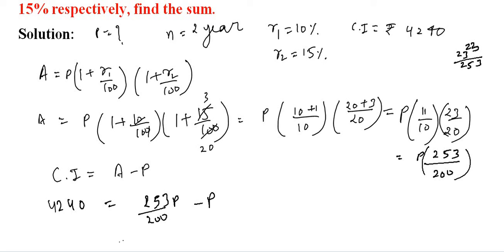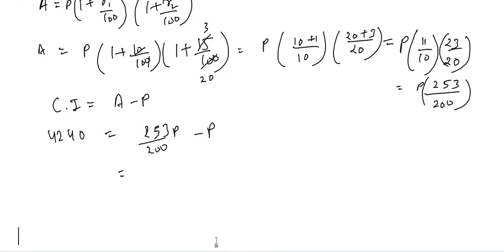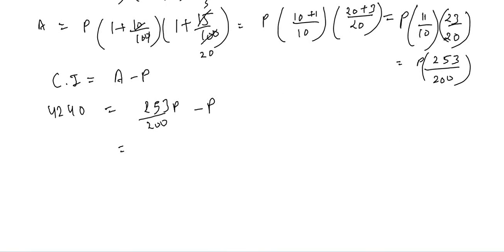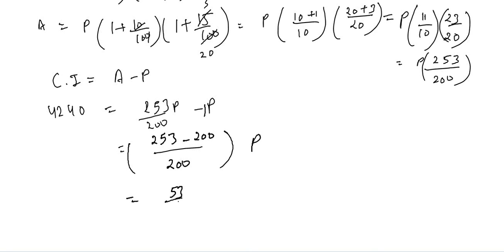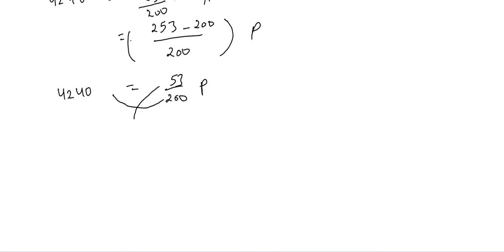So here in the next step we will take the LCM. How much? LCM will be 200 and here 253 minus 200, nothing is written means 1 is written, and here P. It will be 53 upon 200 P and here 4240. Now bring this 200 upside and 53 downside and see how much it is coming. 4240 into 200 upon 53.